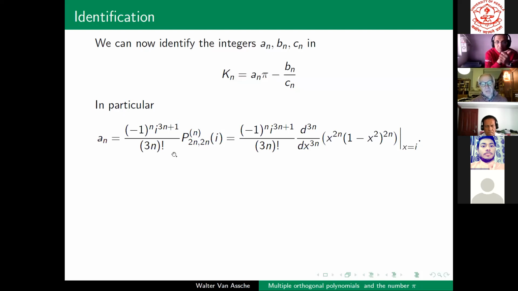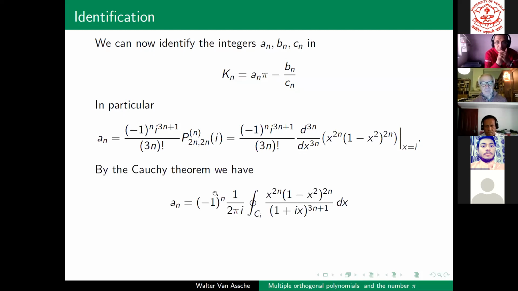The ANs are going to be just that multiple orthogonal polynomial and derivative evaluated at i, which is the 3nth derivative of this polynomial. And I can always express a derivative by means of the Cauchy theorem using residue calculus. So if I take a contour which goes around the point i, which is this point over here, and evaluate this number over here, then I would get the number AN.